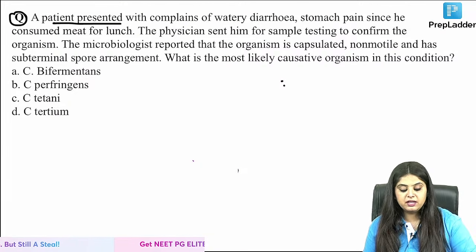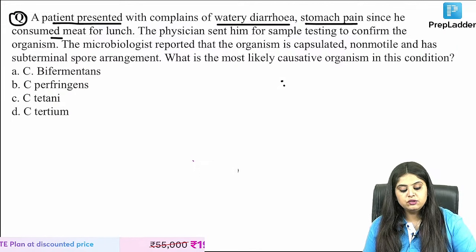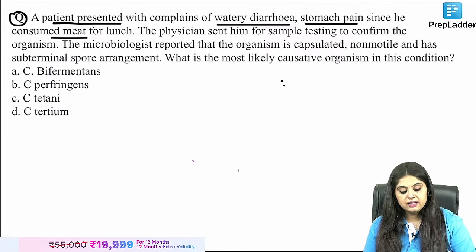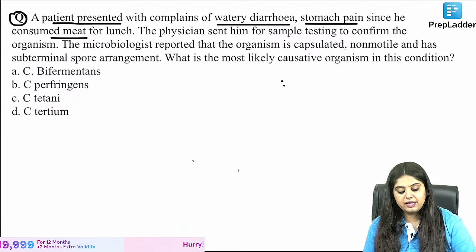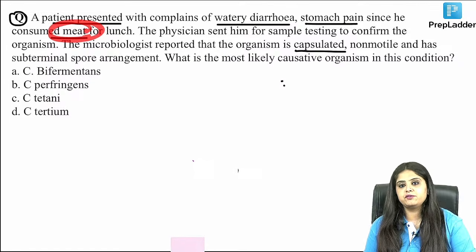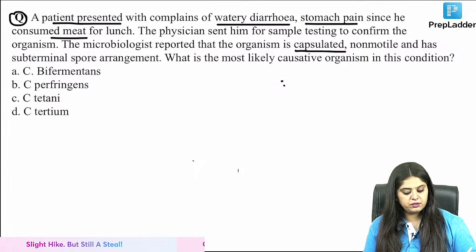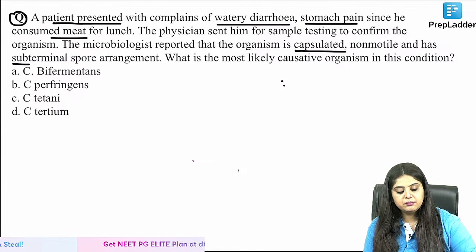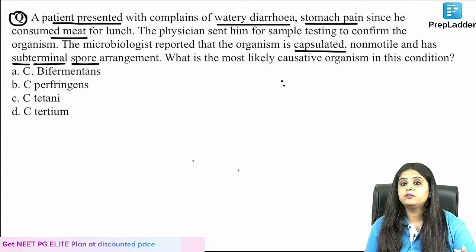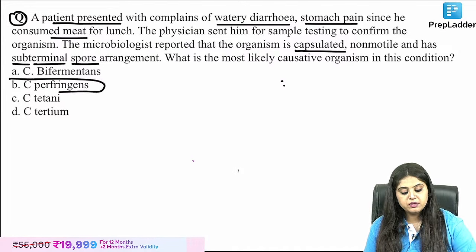Patient presents with, again back to diarrhea story, watery diarrhea, stomach pain, consumed meat for lunch. Physician sends the sample to confirm the organism. Microbiologist has seen capsulated. देखो, milk and meat सोच के मैंने Staph aureus सोचा. But then they said capsulated, so I don't think Staph aureus. Non-motile and has subterminal spores. Spore forming organism with subterminal spore, I will think of Clostridium perfringens.